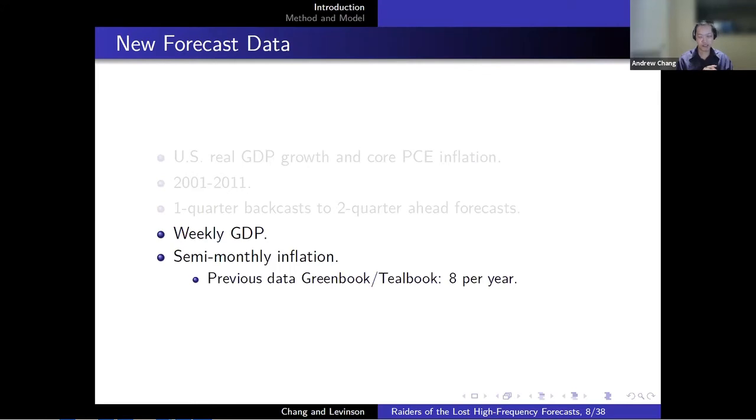So roughly speaking, we have weekly GDP forecasts. So about 6 to 7 times as many GDP forecasts in this data set as there are in the teal books. And roughly semi-monthly inflation projections. So about 3 times as many inflation forecasts as we do have in the teal books and green books.